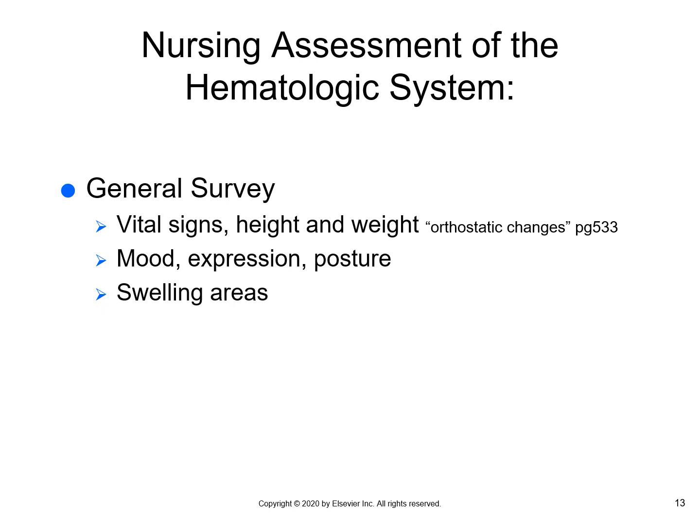Okay. Like we said, general survey. So you're going to start with the vital signs, the height and the weight, and then you're going to check for orthostatic changes. Okay. So what is orthostatic changes? Let's go to page 533, box 23.9. So this is how we assess for orthostatic changes in vital signs.